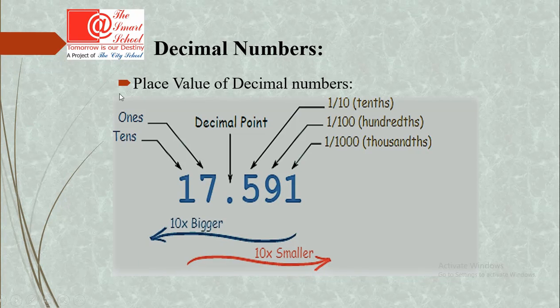Decimal numbers, place value of decimal numbers. This is the decimal point; the left side part is ones, tens, hundreds, thousands and so on. But here, on the right side of the decimal, the first is tenths, like part of 10, then hundredths, then thousandths, and then so on, 10,000, 100,000 and more.